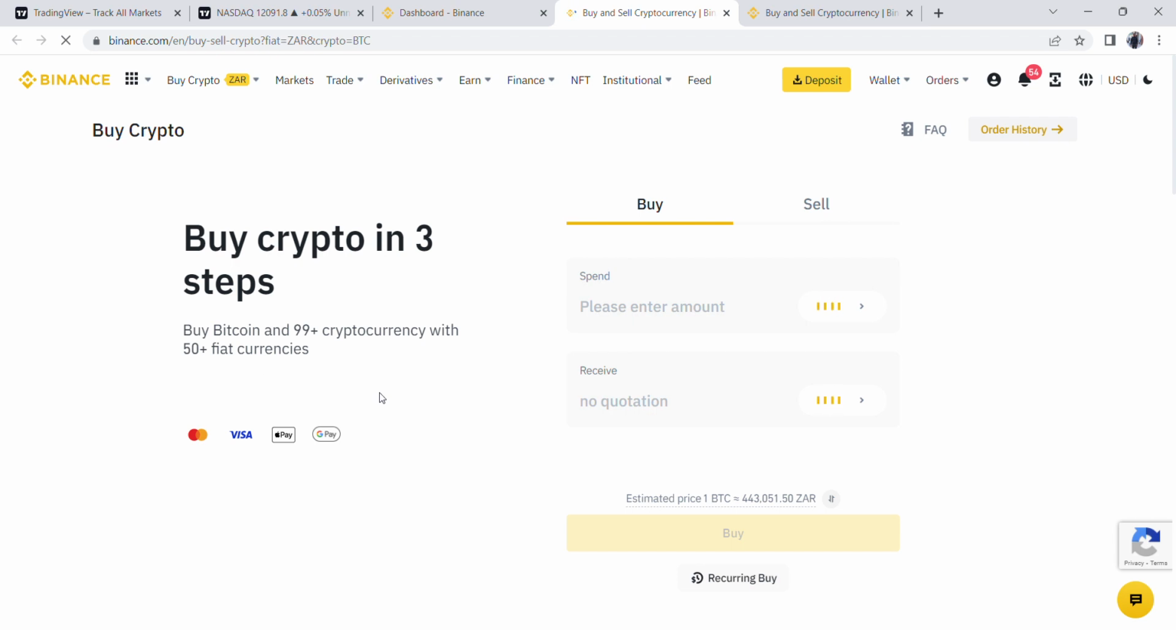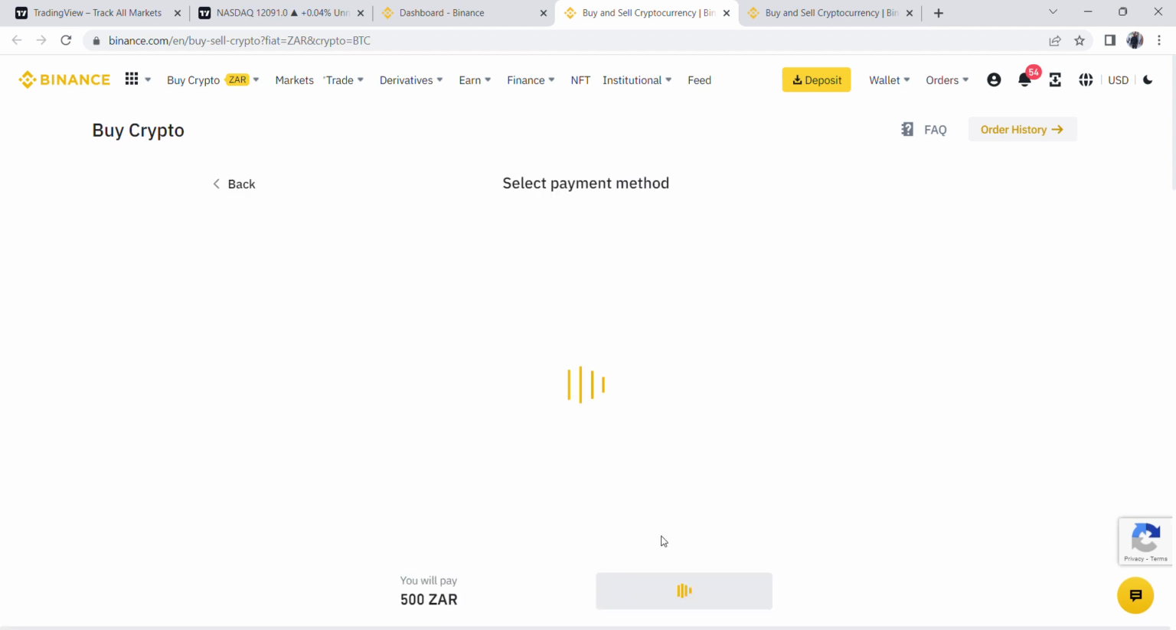As you can see, I'm in South Africa. The minimum amount I can spend is 300, which is plus minus $20. Let me give you an example. Let me type in 500. And I can choose the type of cryptocurrency I want. As you can see here, it's Bitcoin, which is the biggest cryptocurrency in the world. So let me click on buy.